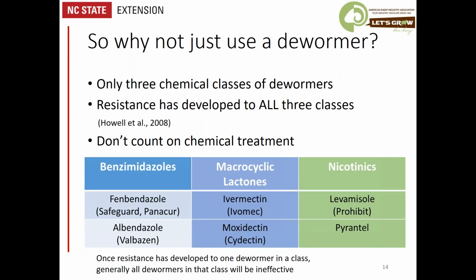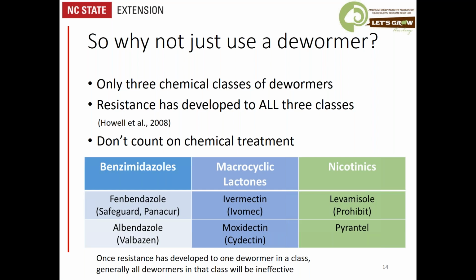There are only 3 chemical classes of dewormers, and resistance is documented to all 3 classes. So we really can no longer count on chemical treatments. Now, if the situation gets bad enough, we certainly want to be able to use these chemical treatments as a last resort to help that animal that is sick, that has that high parasite burden. So we need to do anything we can to maintain the effectiveness of that deworming product. And so we have the 3 classes here and some popular products that fall within each one of those classes of dewormer.